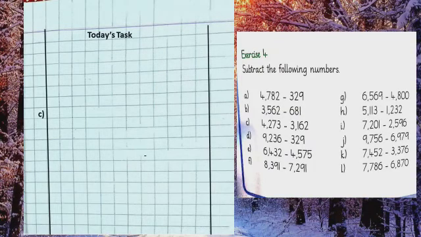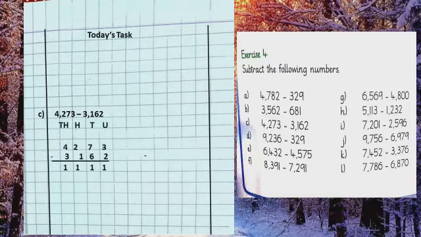On the next page, first draw a margin line and write today's task. Next, C part, we have numbers 4273 minus 3162. First, we arrange these numbers vertically and start subtraction from the units column. 3 minus 2 is equal to 1. Next, 7 minus 6 is equal to 1. Next, 2 minus 1 is equal to 1. Next, 4 minus 3 is equal to 1.